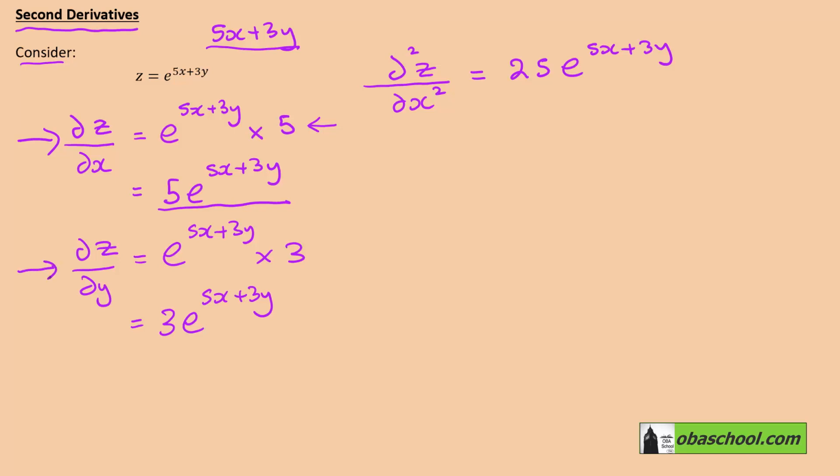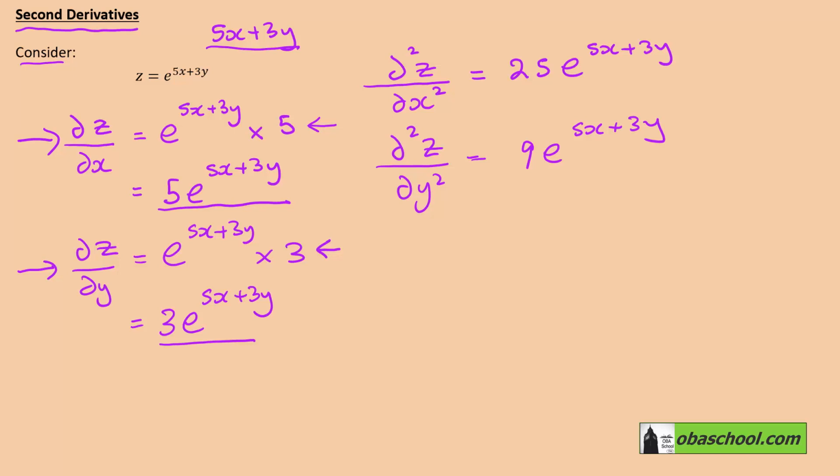We could differentiate this one again and do it with respect to y, giving us d2z dy squared. Again, we're going to follow this pattern using this, and it should be clear that what you'll get is 9 e to the 5x plus 3y.